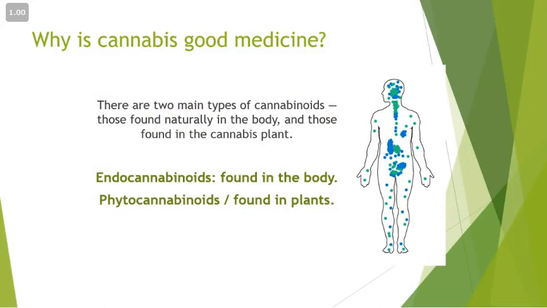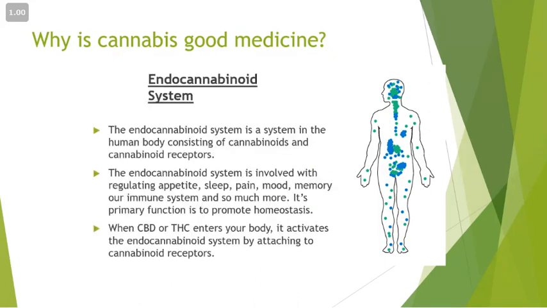So why is cannabis considered good medicine in the first place? There are two types of cannabinoids, those found in the body and those found in plants. These cannabinoids react with our own endocannabinoid system. The endocannabinoid system is involved with regulating things like appetite, sleep, pain, mood, memory, our immune system, and so much more. And its primary job is to promote homeostasis, or balance.